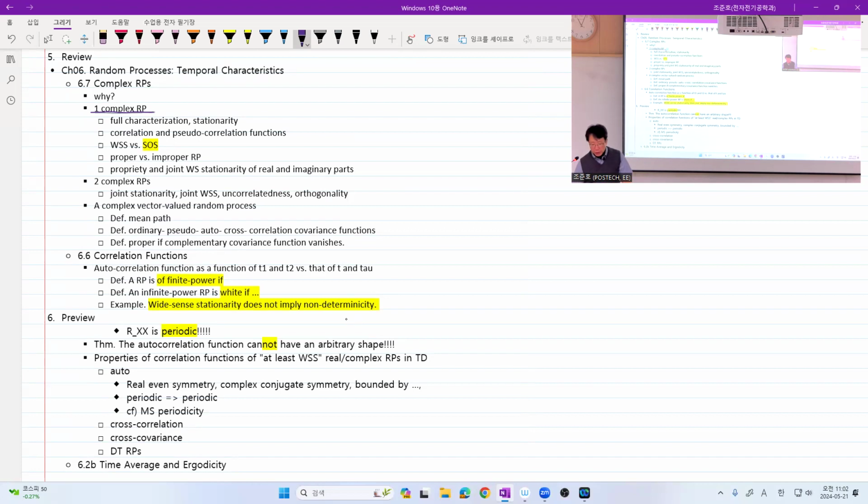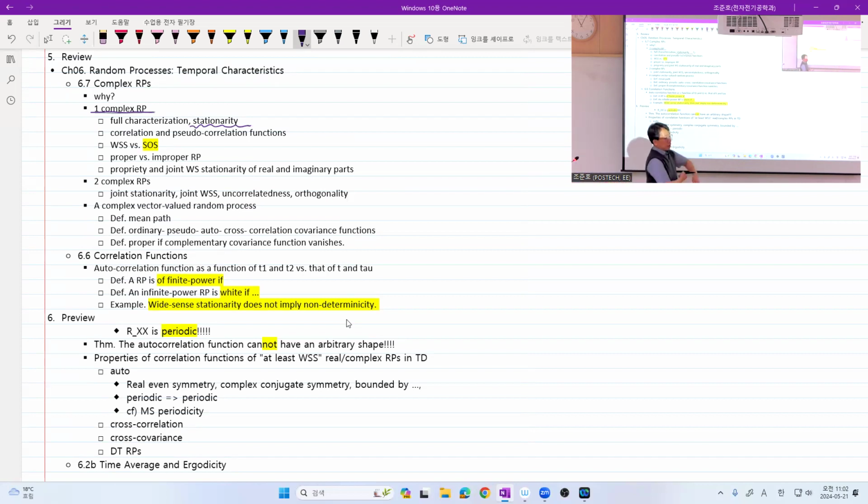Then what is stationarity of a complex valued random process? Stationarity is also based on the idea of stationarity of real and imaginary parts. So when do we have two random processes stationary? Again, Kolmogorov's idea. We take M samples from the real part, N samples from the imaginary part, and then we consider the joint distribution. And if the joint distribution is invariant by any time translation, then the two random processes are stationary.